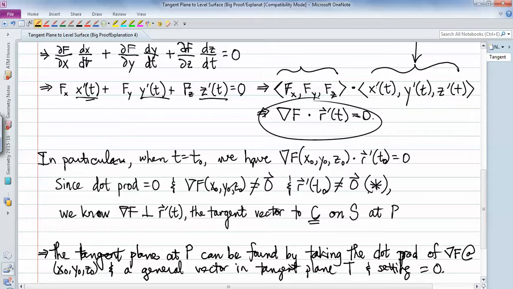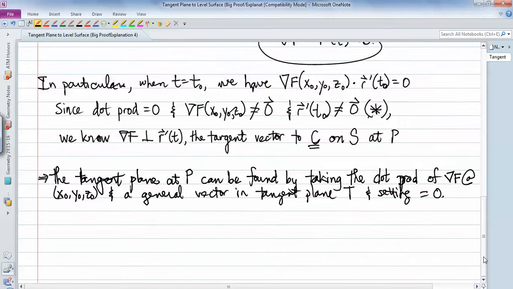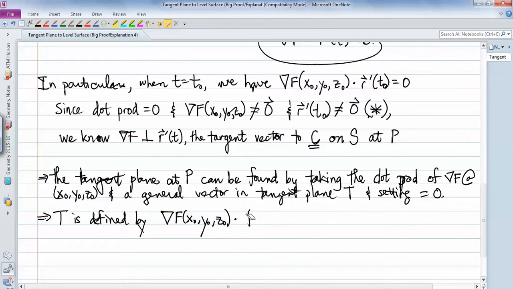Okay, because the key is to get a normal vector to your plane and then get a general vector in your plane and dot them and set equal to 0, right? So based on this, therefore, T is defined by the gradient of F at x naught, y naught, z naught, dot the general vector in the plane, x minus, now the point that we know is x naught, y naught, z naught, and equaling 0. Okay.